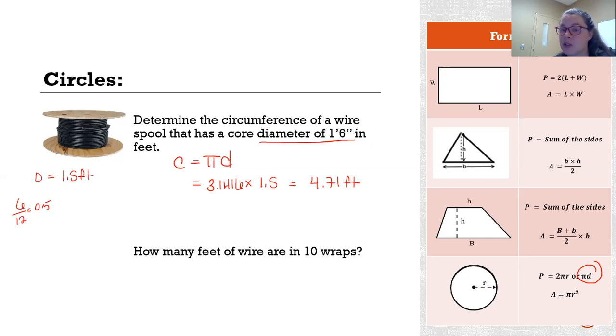Then I want to know how many feet of wire are in 10 wraps. So if we've wrapped around this spool 10 times, then I would say this layer here looks like maybe it's about 10 wraps. How many feet of wire would there be if I pulled that much off? Well, 4.71 feet times 10 wraps gives me 47.1 feet of wire.